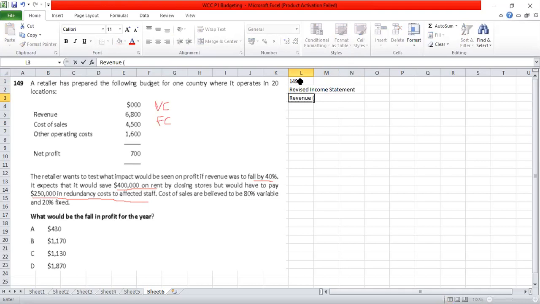At present, it is given as 6,800. Let's take it as exactly 6,800,000. If it falls by 40%, it would be only 60%. Then we have to check about the variable component.